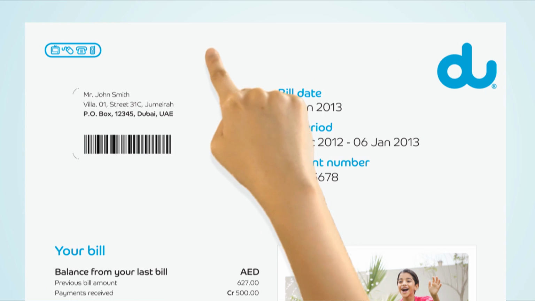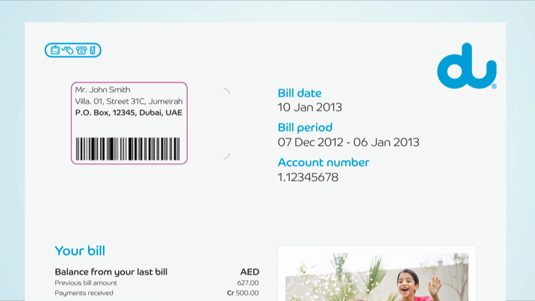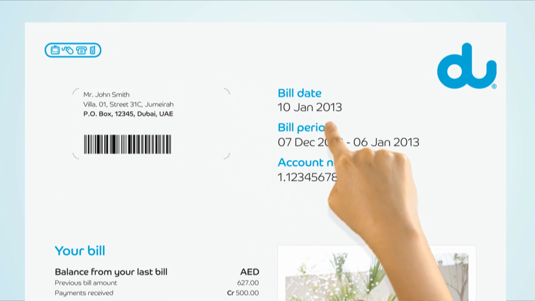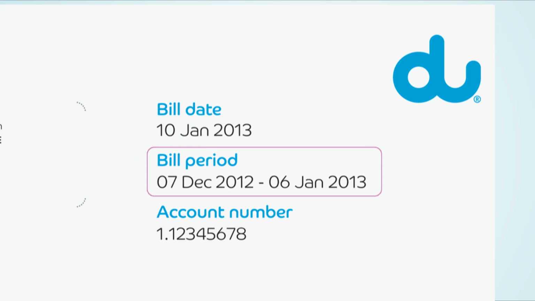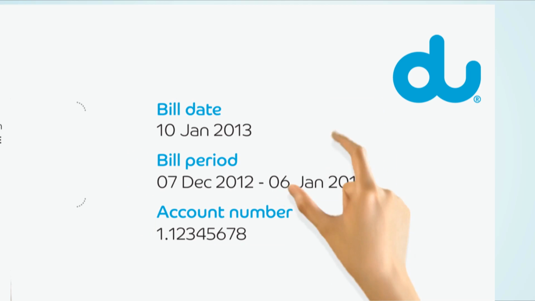The first thing you'll see at the top are your details. If these aren't right, call us. Across from your details is the information about this bill. You'll need this information if you need to get in touch with us.